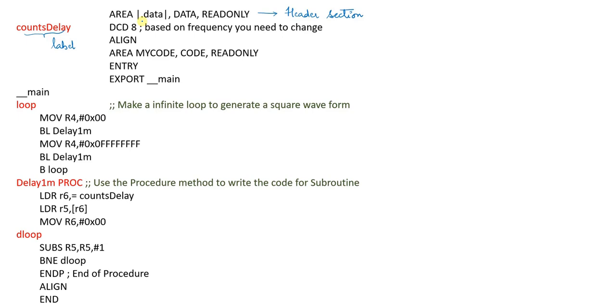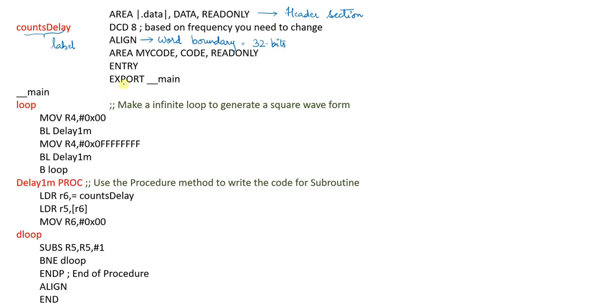Then we have align. This align is basically meant for ensuring that there is a proper alignment of data or code in the memory, and typically it is meant for the word boundary. We know, right, these addresses are all 32-bit addresses, and the content that is stored in the registers is also 32-bit. So, they are typically aligned to the word boundary, that is 32 bits.